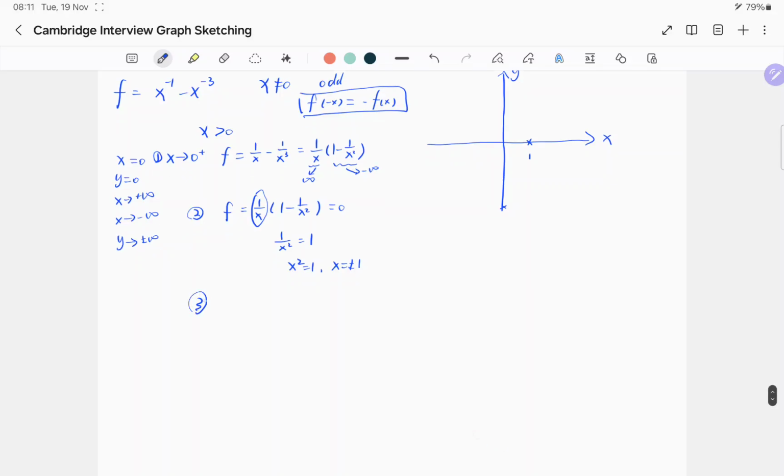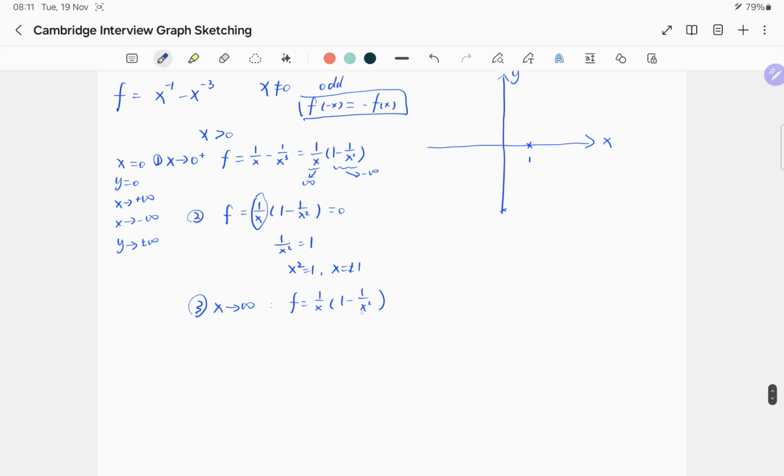Now, what happens when x approaches infinity? Well, f is equal to 1 over x times 1 minus x squared. So when x approaches infinity, this term approaches 1, and this term approaches 0, so it approaches 0, right? So put a point here. Now we actually see how the graph goes. It goes like this, and it approaches 0 when it goes to infinity.